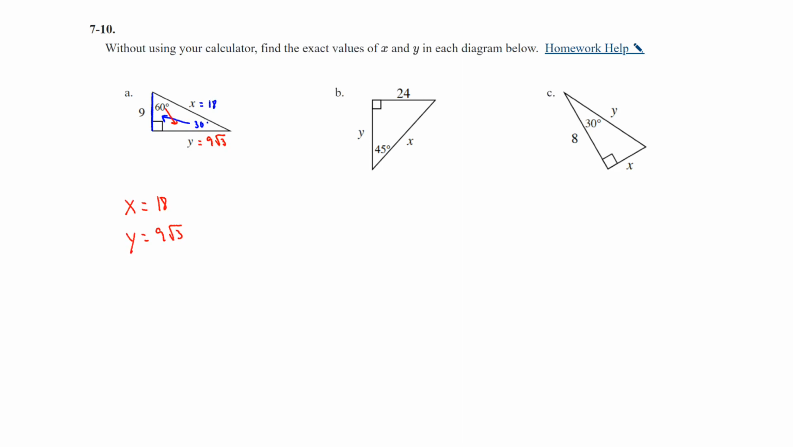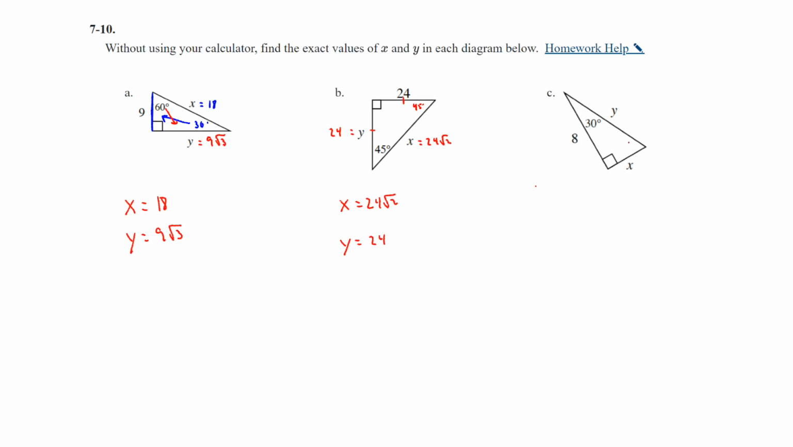On part B, we're dealing with a 45, 45, 90. So the triangle should be an isosceles, so these two sides will be congruent. So y in this case would be 24. And then the hypotenuse is going to be the square root of 2 times one of the legs since they're the same. It's just 24 times the square root of 2. So once again, x is equal to 24 square roots of 2, and y is equal to 24.